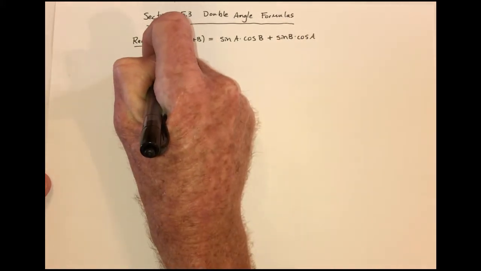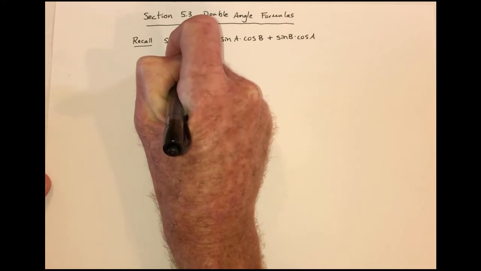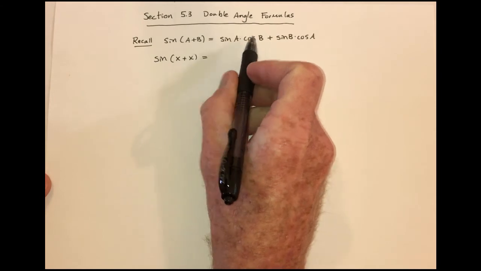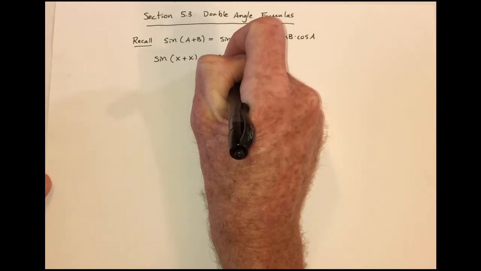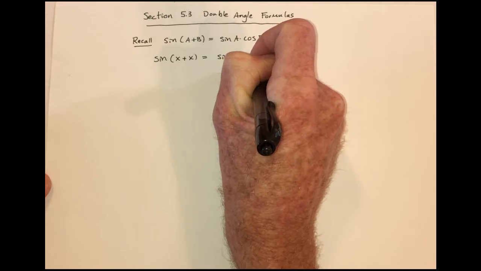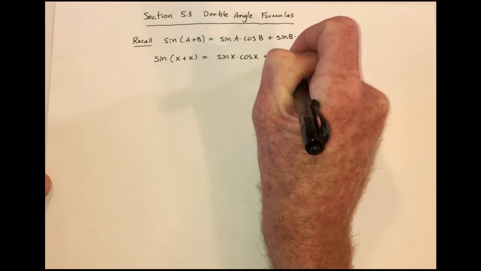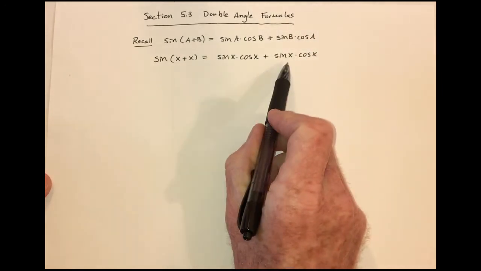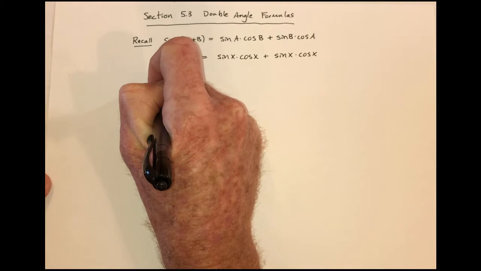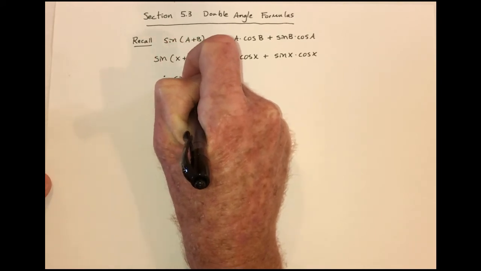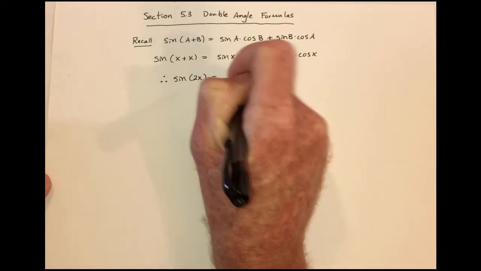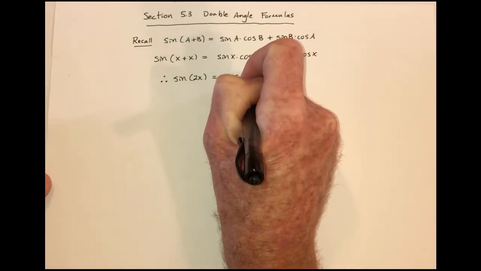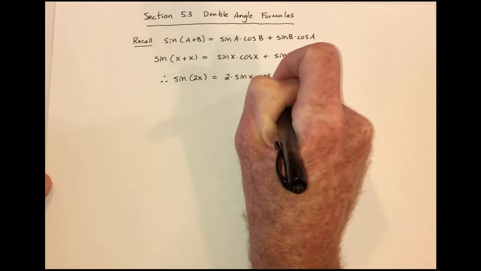And then, what if a and b were both the variable x? So this one would be sine x cosine x, and plus sine of switch the x's, and it actually looks the same. So that means that sine of 2x is equal to this plus itself, which means it's 2 times sine of x times cosine of x.